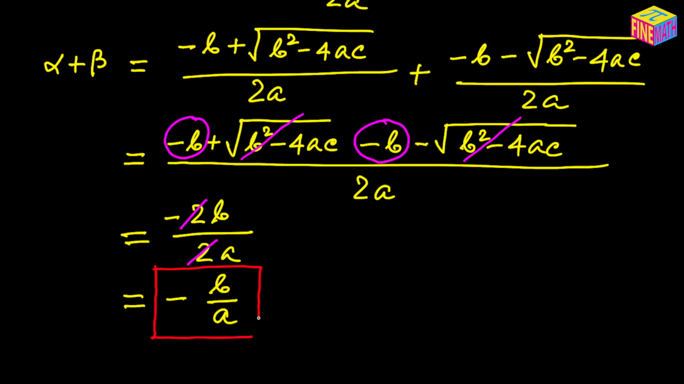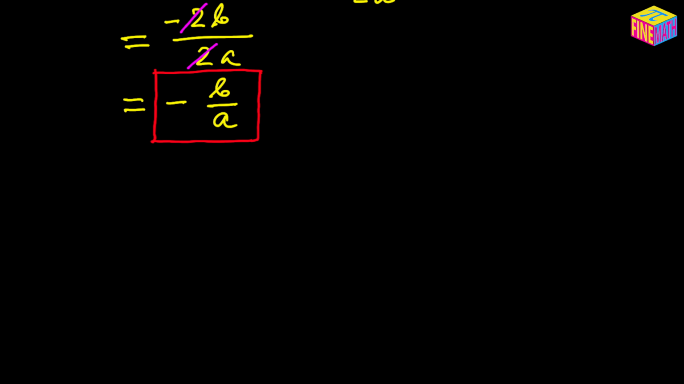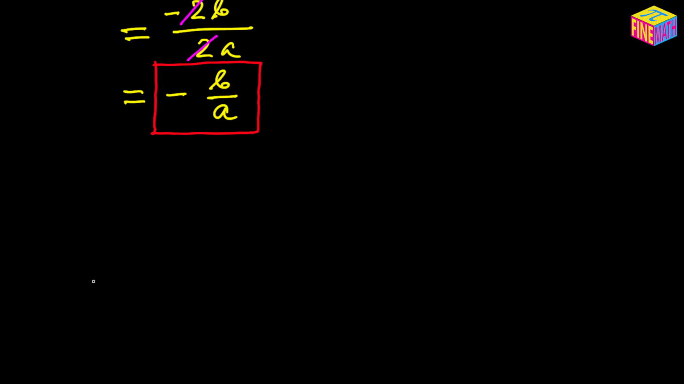So this is the sum of the roots, and it's very important to remember it's negative b by a if our quadratic equation is ax squared plus bx plus c equals 0. Alright, now let's try to derive the product of the roots. Suppose we have to calculate alpha times beta. We have to calculate this product. So let's see how it comes out.